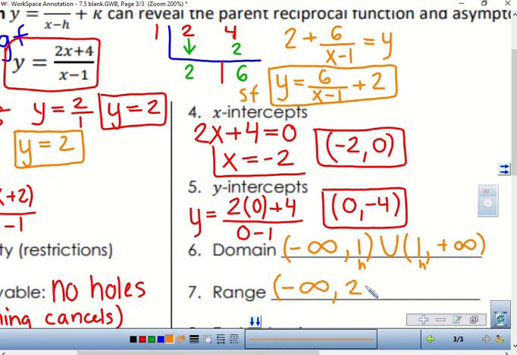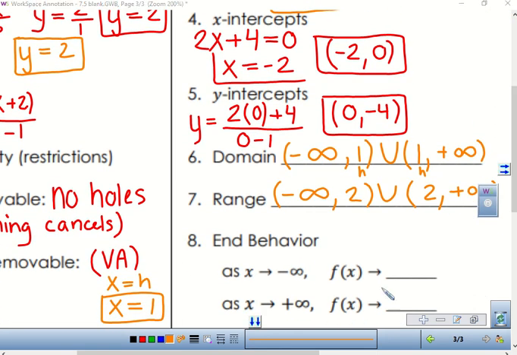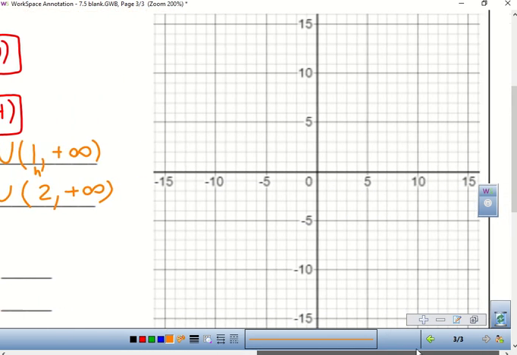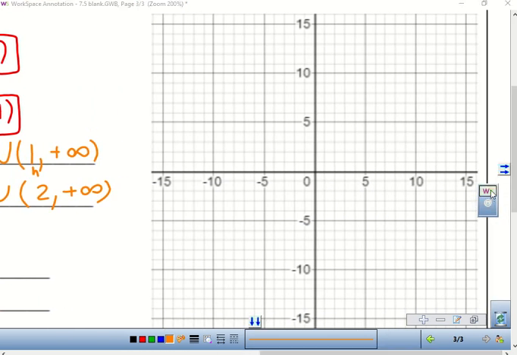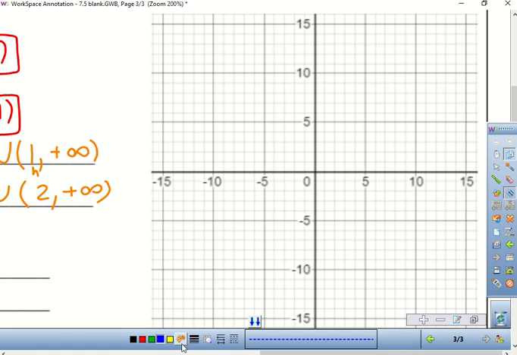Okay. So all that means is we're basically including every value for x except for h and k, because those are your vertical and horizontal asymptotes. So from here, we want to wait to do end behavior after we graph. So now we're going to go ahead and graph. Before you start using Desmos, the first thing I want you to do is graph the asymptotes you just found.